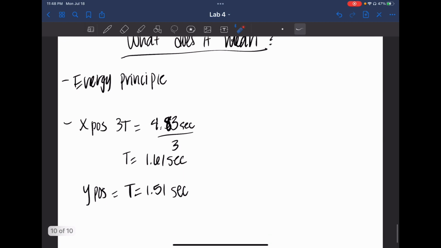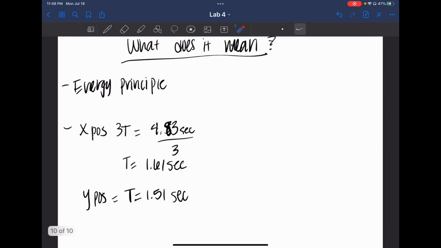And because we had decided that the system was the ball, the earth, and the spring, like I said at the beginning, there was no outside force, so no work being done, so that meant that delta E equals 0.